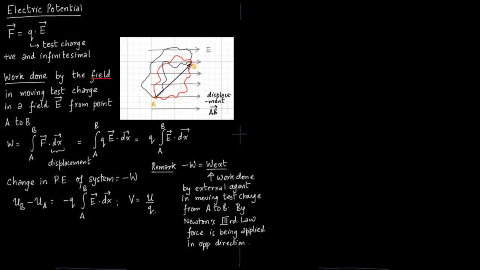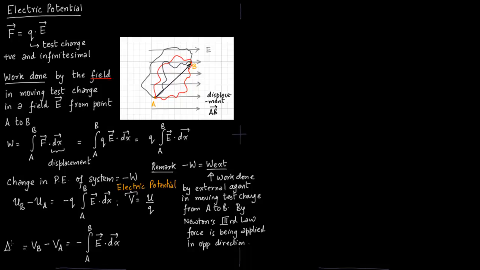So now you define electric potential as the potential energy divided by the test charge. So this V is the electric potential. The unit of V is volt, but we will talk about that later. So now you divide both sides by Q. UB by Q will give you VB, UA by Q will give you VA. So this is equal to minus the integral of A to B of the dot product of the field vector with the displacement vector.